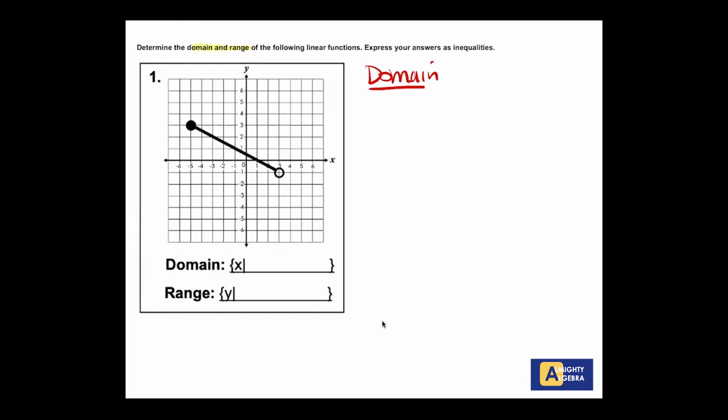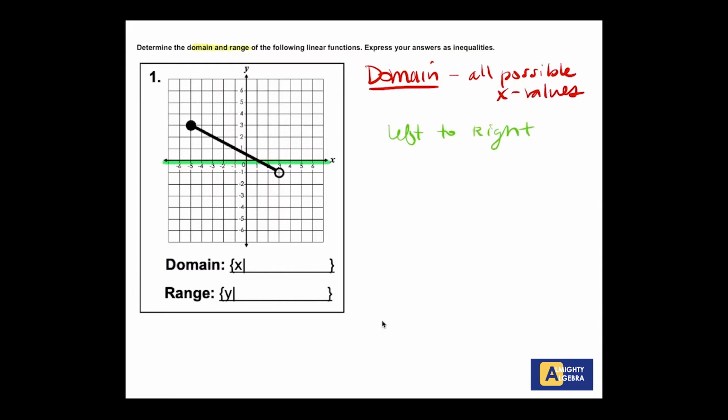Domain, by definition, is all possible x values. Look at your x-axis. I'm going to highlight it in green. It runs from left to right. On the left, the numbers are negative, they're smaller, and as you go to the right, the numbers get bigger. So when we're talking about domain, we want to say that it runs from left to right.